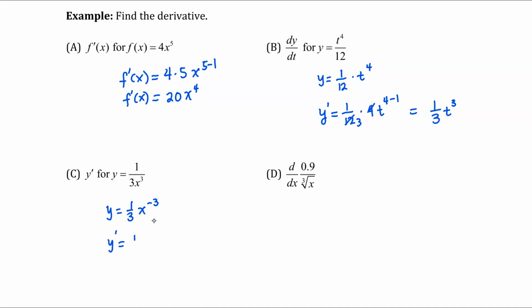So you copy 1/3 and then multiply that by the power of x, which is negative 3 times x, copy x, and subtract 1 from the exponent here. Negative 3 minus 1. And then you simplify it. So this is equal to 1/3 times negative 3 is negative 1 times x to the negative 4. Negative 3 minus 1 is negative 4. And this is equal to negative 1 over x to the fourth.